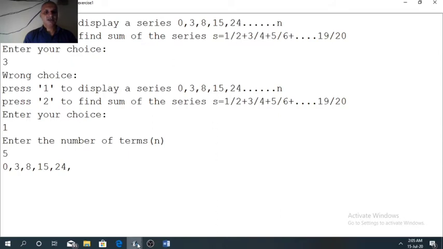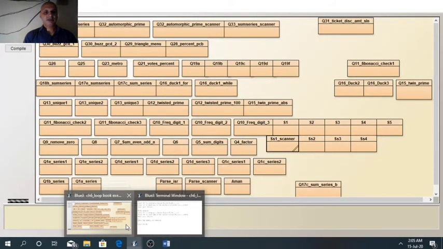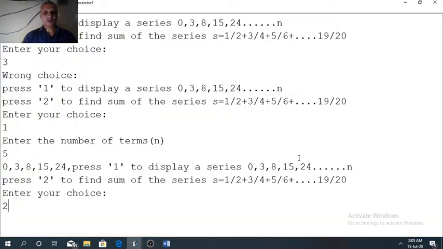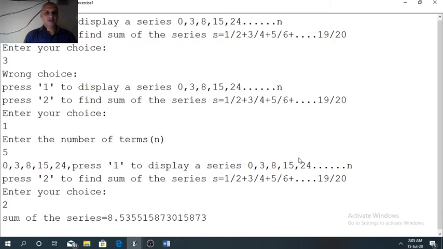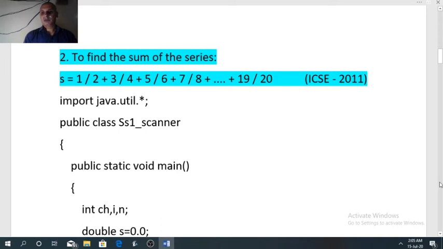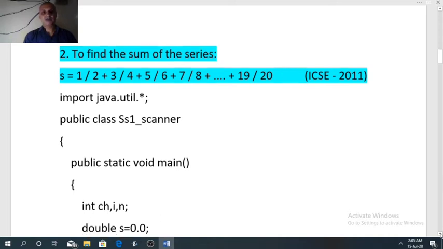Now for checking the case 2, here choice is 2. So it will display the sum of the series by adding all the terms. So first program is clear now.